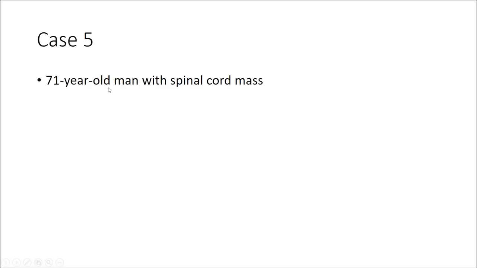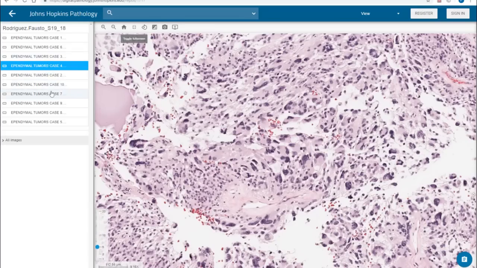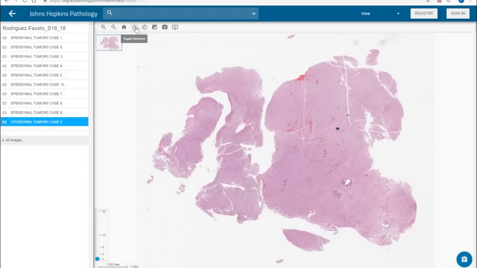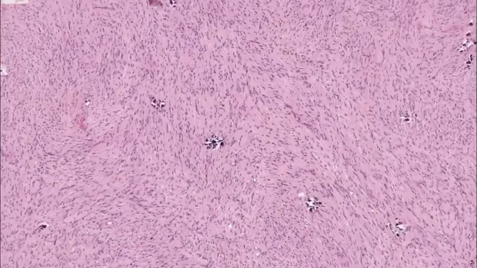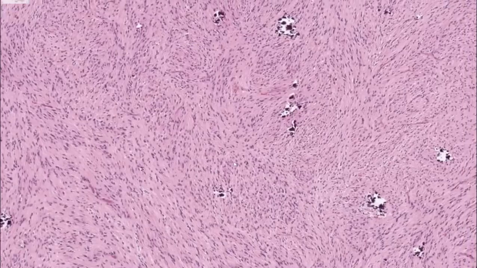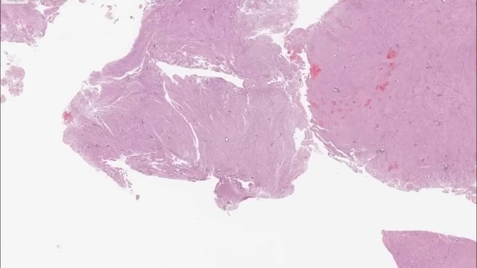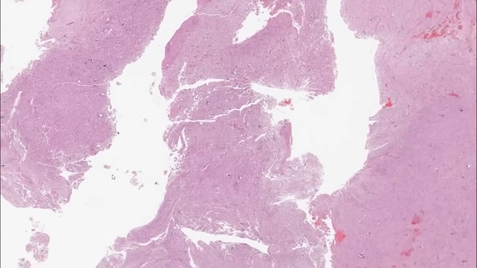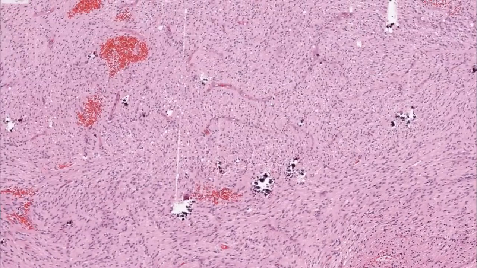Case number five is a 71-year-old man that had a spinal cord mass. You see some calcifications here. Going back to low power, you do have a suggestion of a nodular architecture. And again, you do have pseudorosettes.